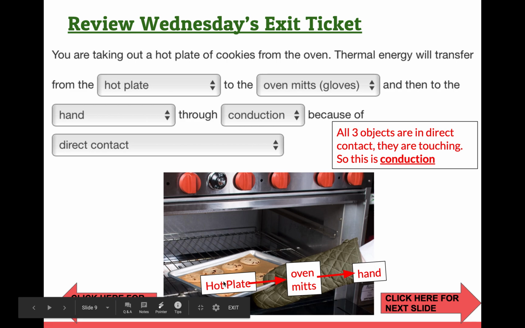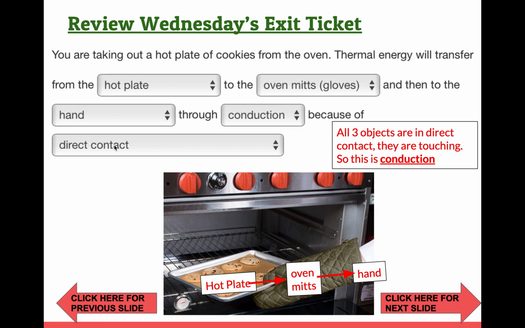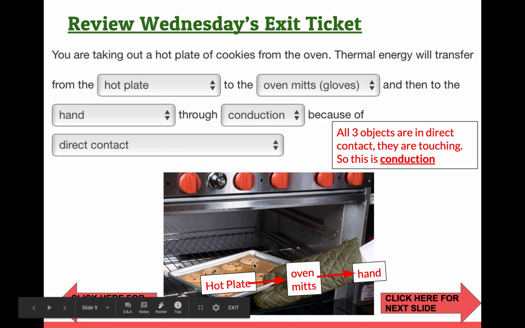So since the hot plate is the hottest, thermal energy will move from the hot plate, and then it's going to go to the oven mitts, and then it's going to go to your hand. And how is that going to happen? It's going to happen through conduction because of direct contact. The hot plate is touching the oven mitt, which is touching your hand, so that's conduction.